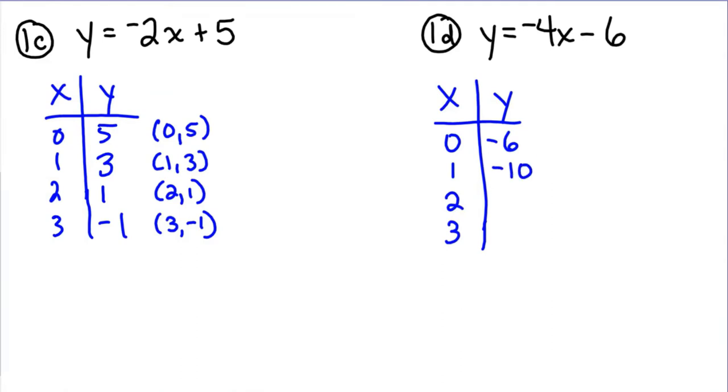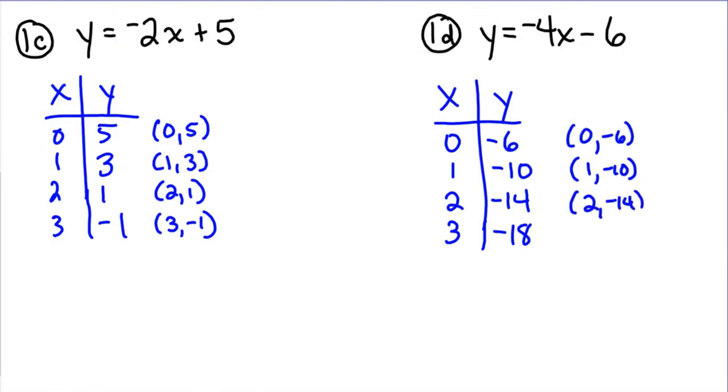Negative 4 times 2 is negative 8. Negative 8 minus 6 is negative 14. And negative 4 times 3 is negative 12. Negative 12 minus 6 is negative 18. So my solutions are 0, negative 6, 1, negative 10, 2, negative 14, and 3, negative 18.